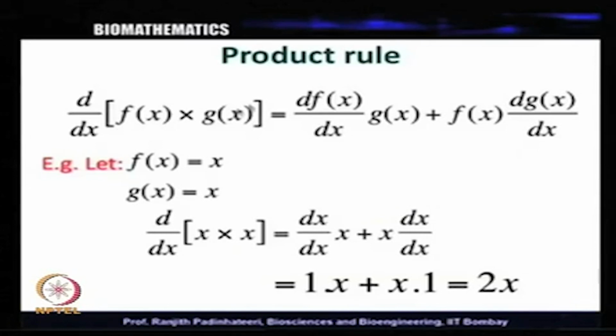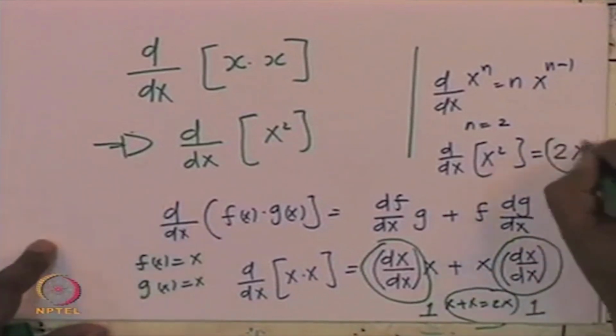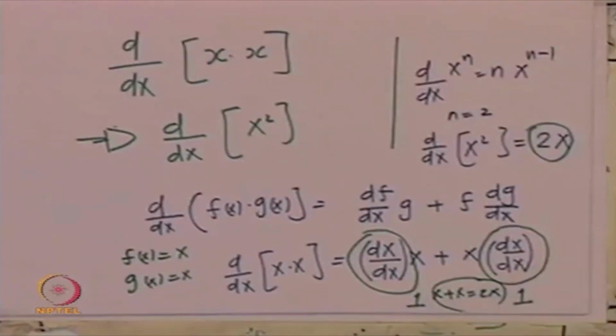There is no magic here. I just applied this formula. Once I took this formula and applied it here, I get dx by dx into x plus x into dx by dx, and noting that dx by dx is 1, we get 1 times x plus x times 1, which is 2x. So, we get the same answer. Basically this is x plus x equal to 2x. 2x is the answer, the same answer we got before. So, by just doing this, we get the answer we know.